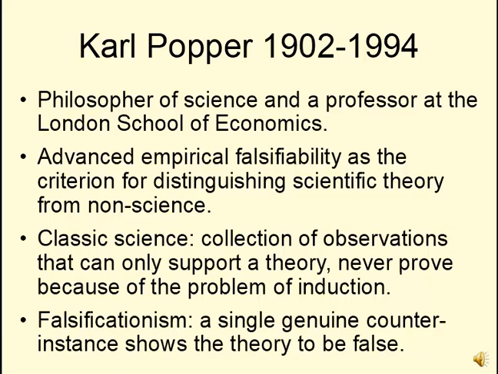So Rothschild also talks about Karl Popper, and you read the little page on him in the 100 Essential Thinkers. Karl Popper was a philosopher of science and a professor at the London School of Economics, who is famous for advancing what's known as empirical falsifiability as the true criterion for distinguishing a scientific theory from non-science, from what he called pseudoscience.